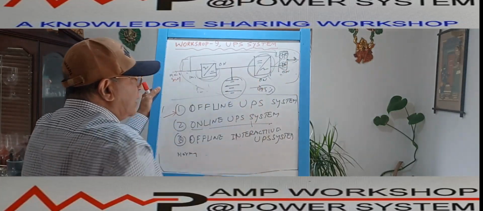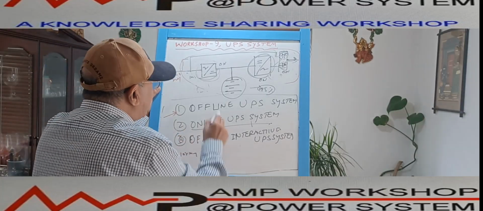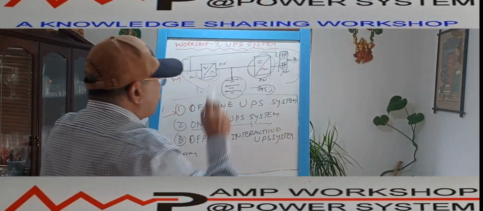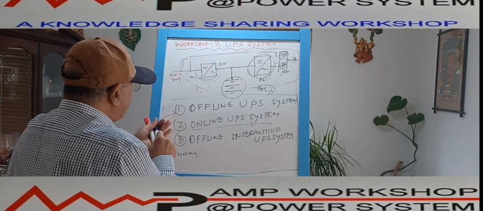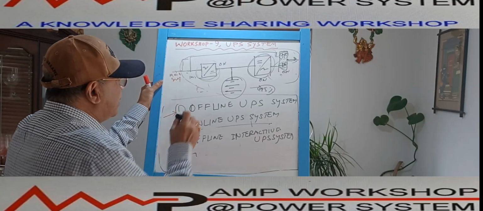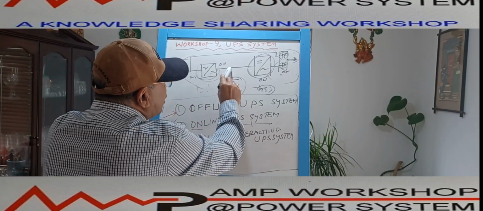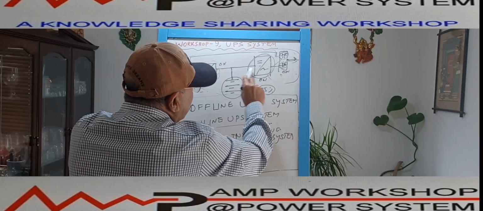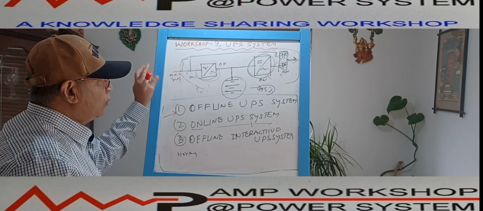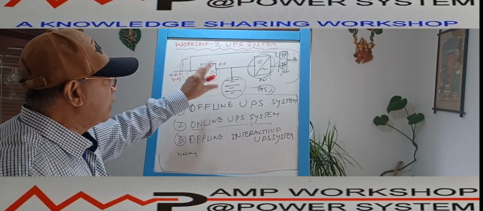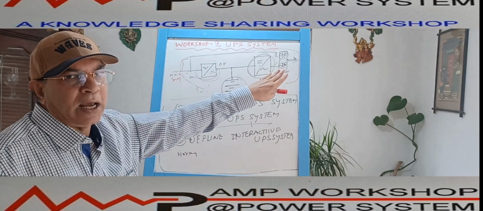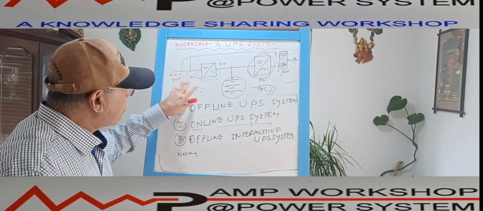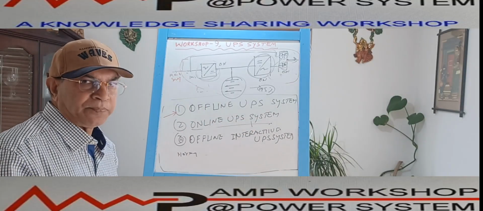If it works in this way, we call it online, because most of the time UPS is online. And in case of main supply fail, the moment main supply fails, then what will happen? Then the battery will discharge through the UPS system, it will run through the UPS system. So most of the time it will run through the UPS system, and as the UPS system is online in normal condition, we are calling it an online UPS system.